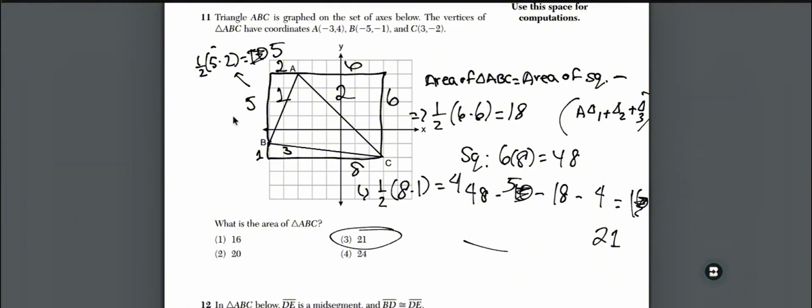Again, triangle 1, the area is 5. Triangle 2, the area is 18. And triangle 3, the area is 4.